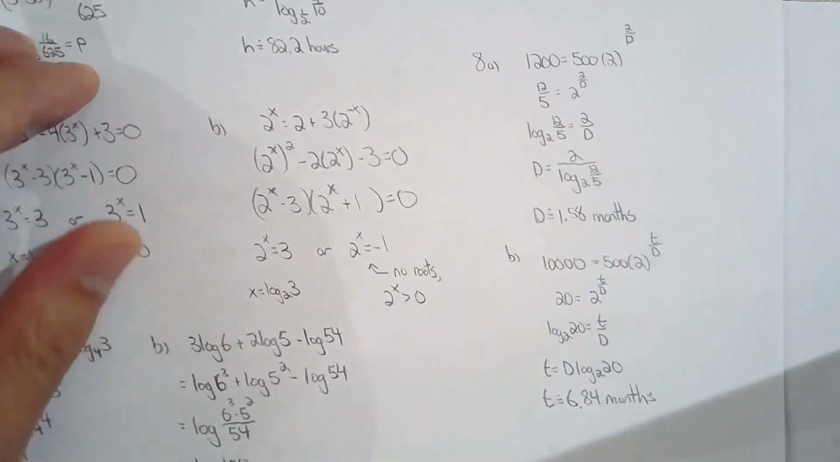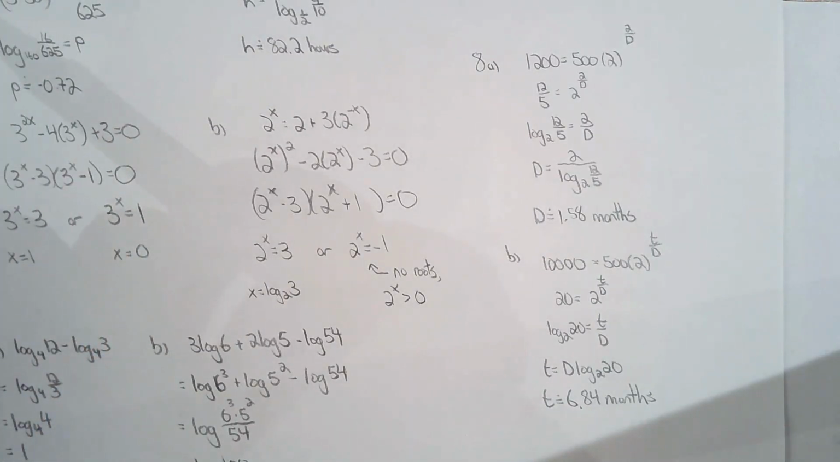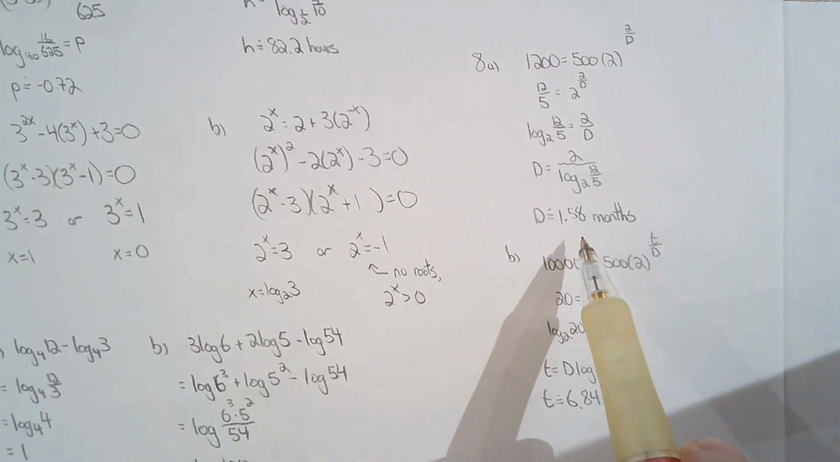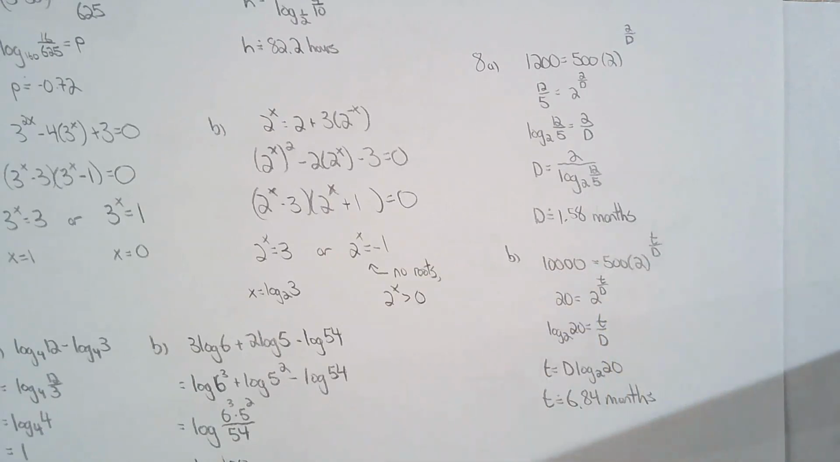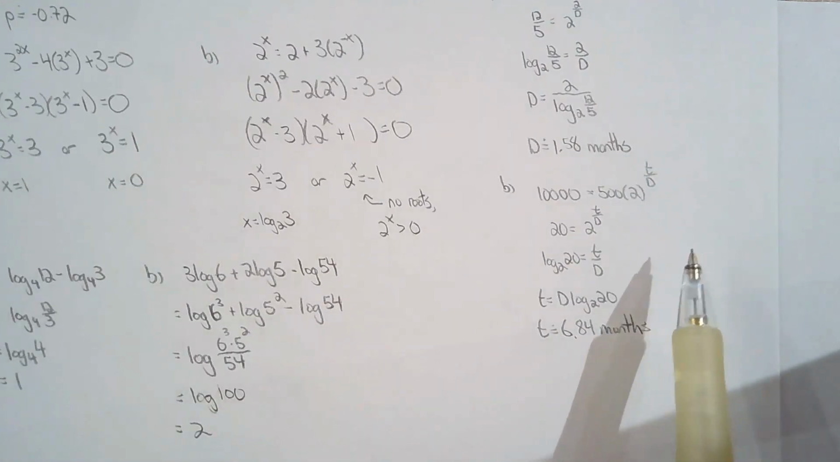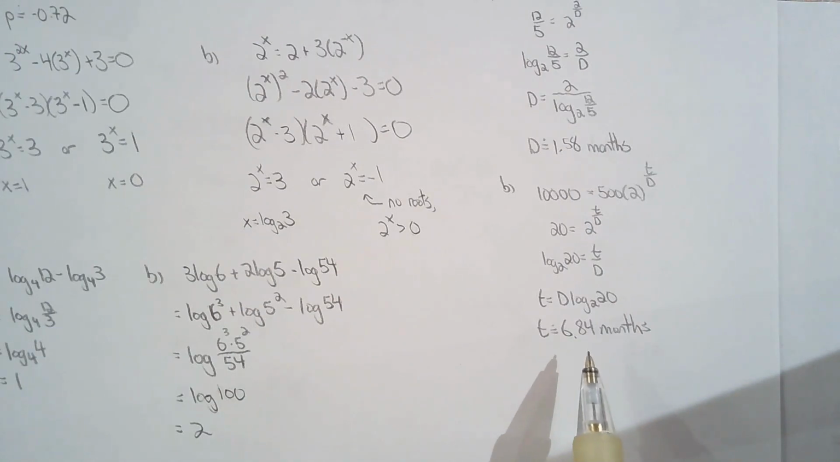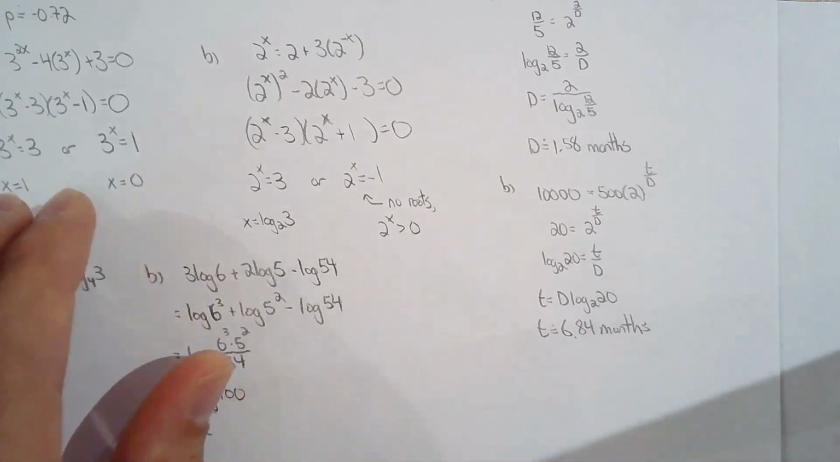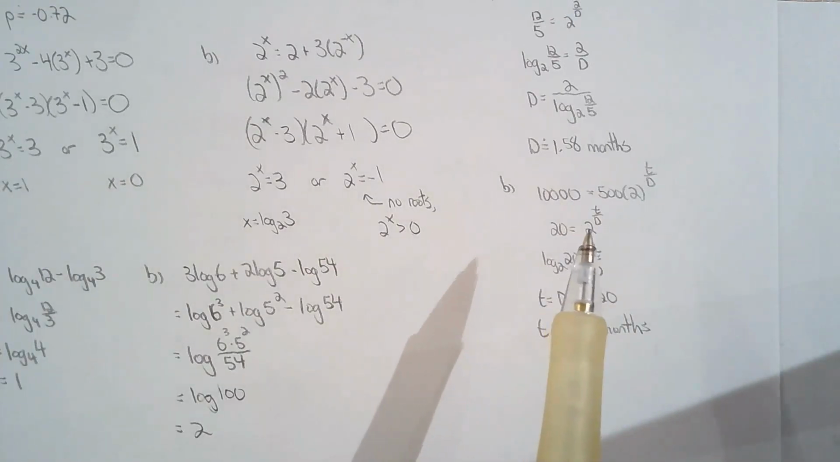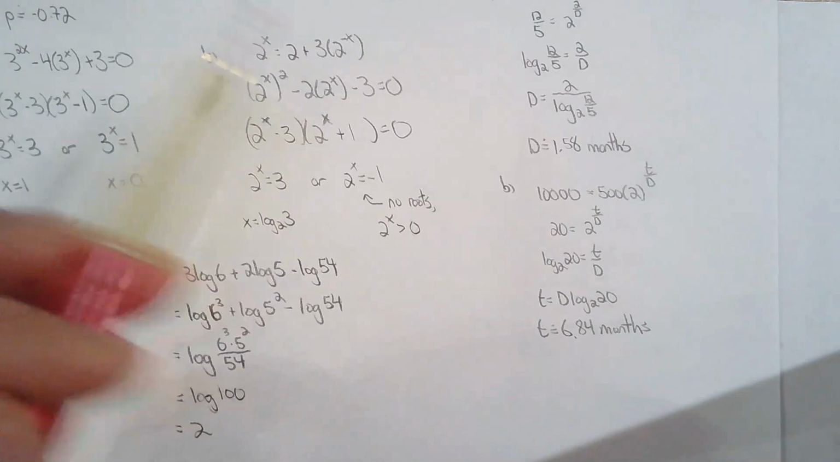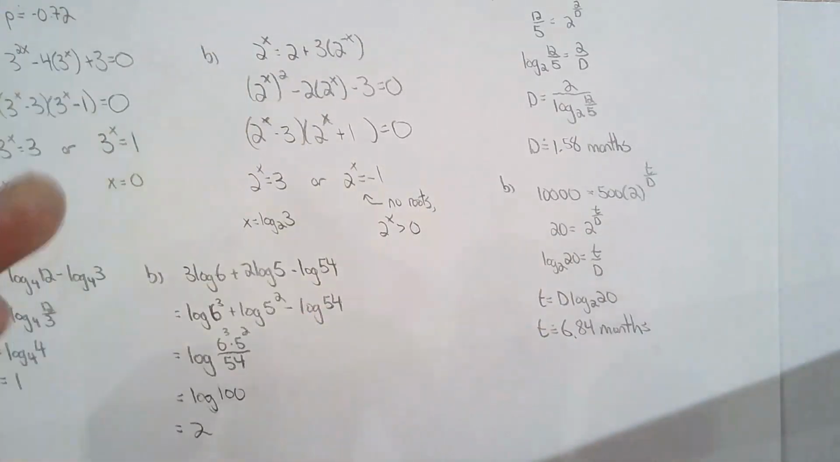For question 8, you're solving for the doubling time. And the doubling time is about 1.58 months. Here, d is the doubling time, and t is the time that's passed. Once you have the doubling time, you can solve for the time it takes to reach a population of 10,000. I would argue that question 6 and 8 were very similar. It's just that one is dealing with half-life, and this one is dealing with exponential growth.